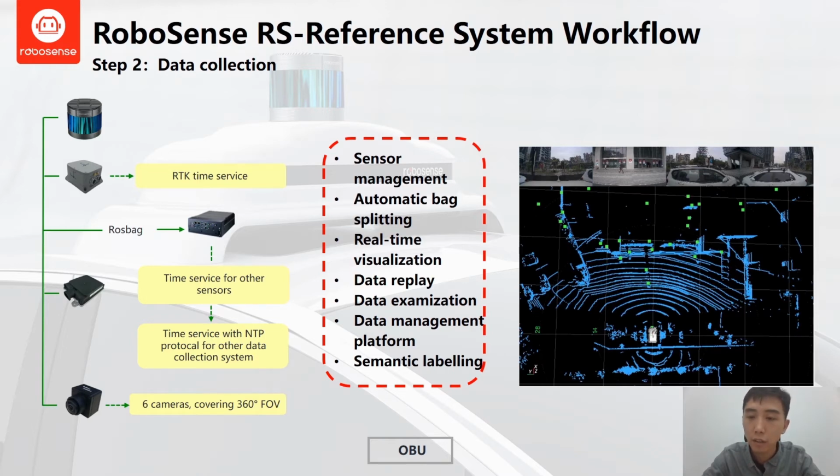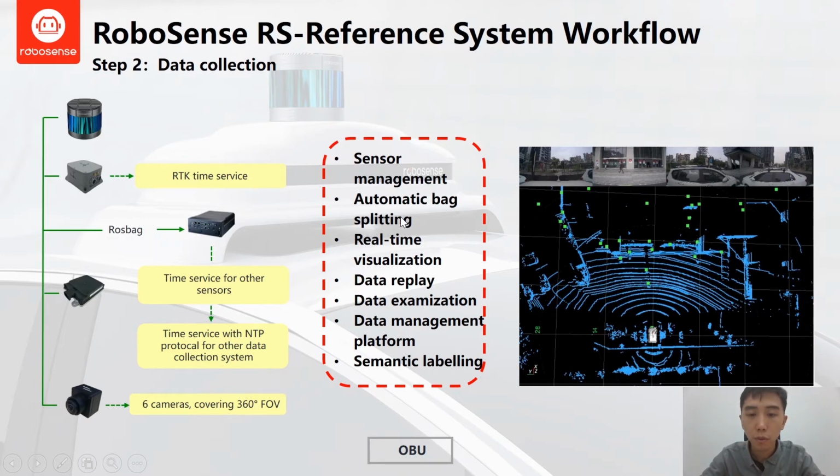So here on the right side, it shows pictures of this software. Here you can see some data. The blue points are the LiDAR points, the green dots are from the radar, and here are the camera images. All the data collected are recorded as a raw spec. Here I would like to introduce more about two functions: automatic bag splitting, and semantic labeling.